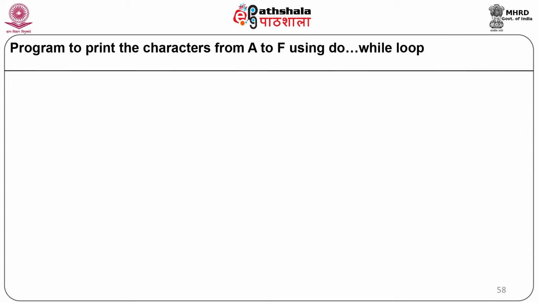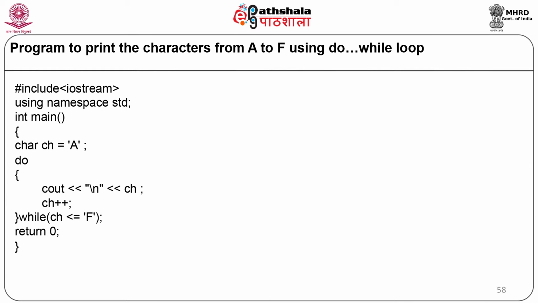Now let us see a program to print the characters A to F using do while loop. We will start with the main program, character ch, initial value we are giving as capital A, do, opening braces, cout slash n ch, then we are doing ch plus plus, and after the do, the while condition is specified, while ch is less than equal to F, return 0.